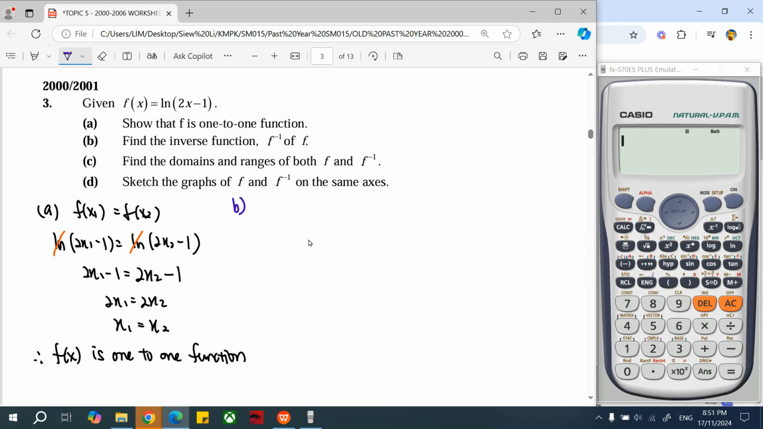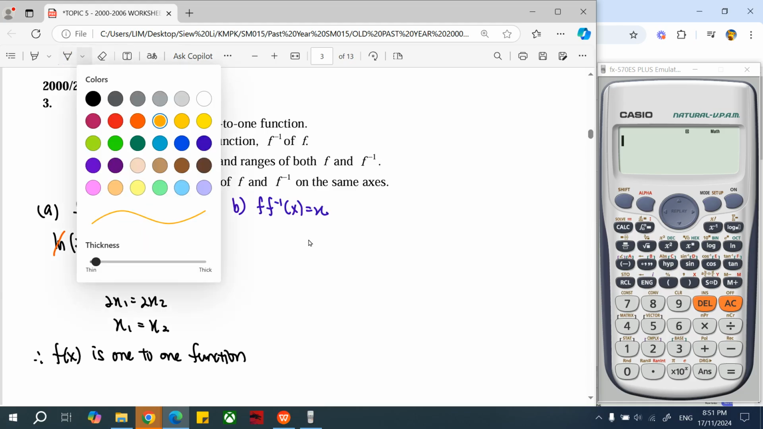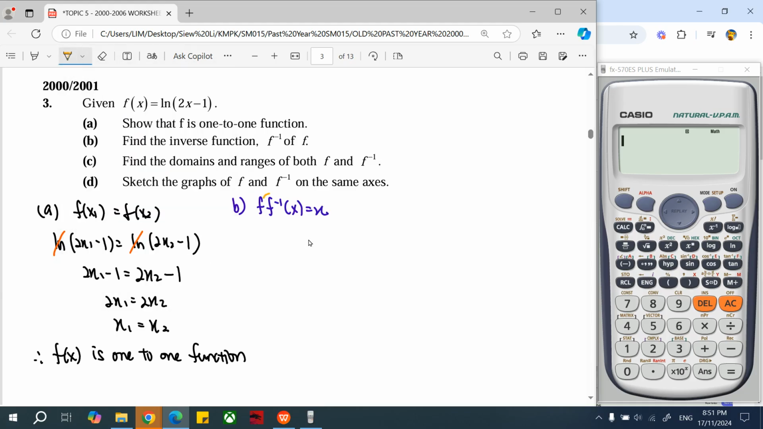And then we continue to part B, find the inverse function of f. To find the inverse function, we use the composite method, which is f of f inverse equals x. We are going to substitute f inverse into the x of the function f. Therefore, we get ln(2 f inverse minus 1) equals x.